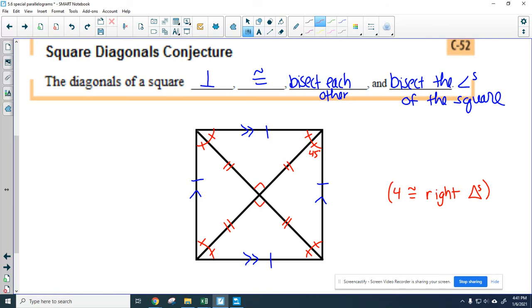Okay, one more time if you need to pause, rewind, go back, fill anything in. I'll also post these notes a little bit later on the classroom so you can make sure you have everything complete. But make sure that they are complete because then tomorrow we'll use these notes to find a bunch of missing measures in all these different parallelograms.